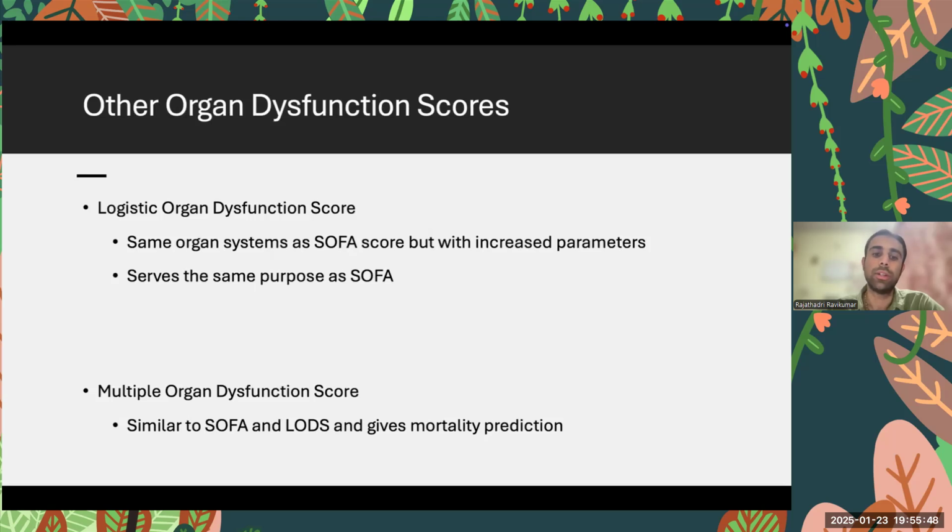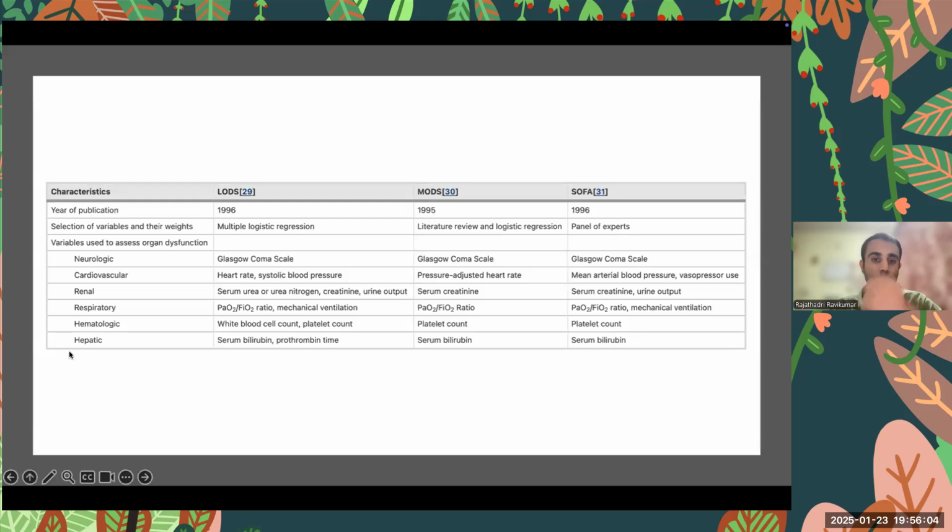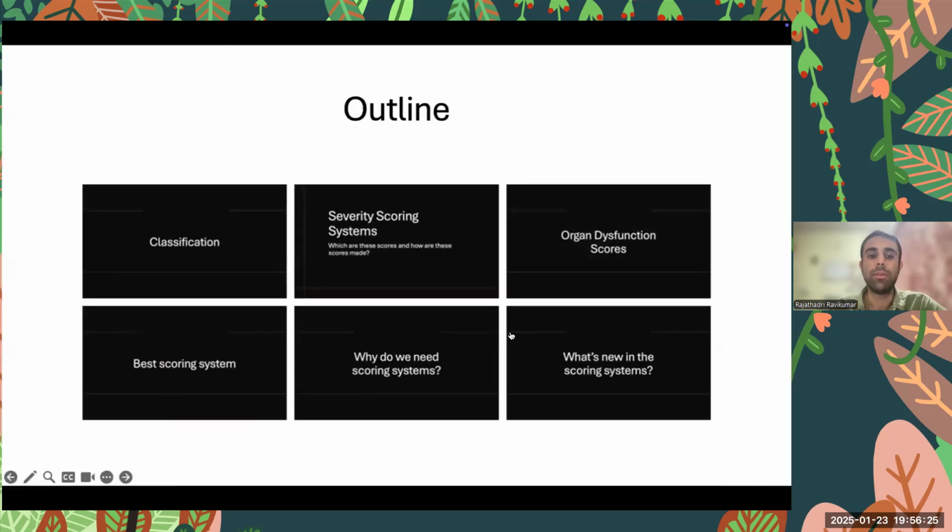Logistic organ dysfunction score has the same purpose as SOFA, with more or less the same parameters and organ systems, but increased parameters. Multiple organ dysfunction score is similar to SOFA and LOTS, and gives mortality prediction along with organ dysfunction. They came at more or less the same time period, 1995, 96. In logistic organ dysfunction some different parameters are added: creatinine, urine output, heart rate, SBP, and all those things. In multiple organ dysfunction score, pressure adjusted heart rate is there. So more or less the same thing. So this is about organ dysfunction scores.